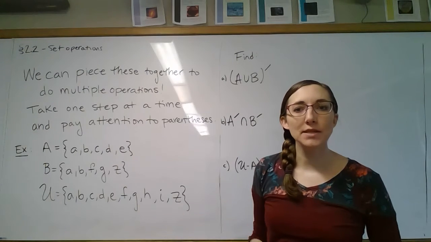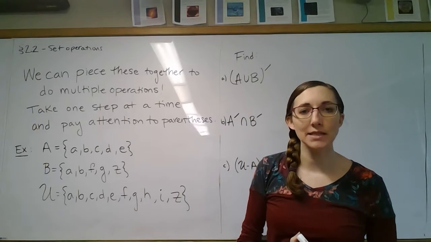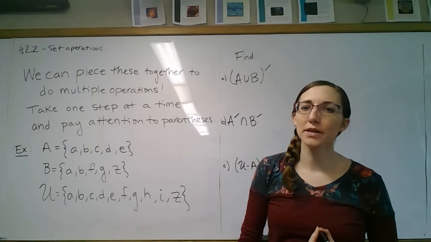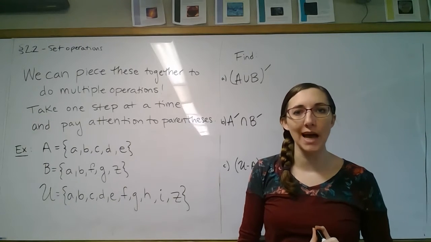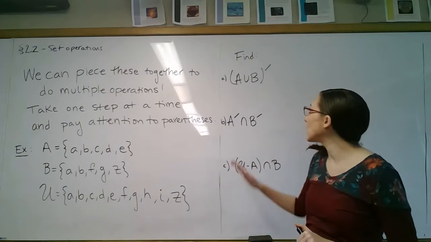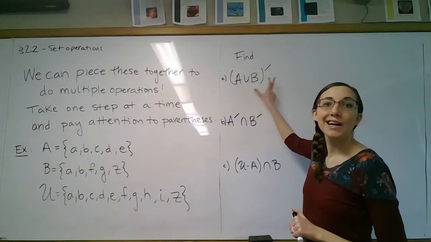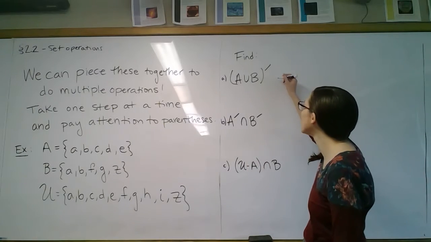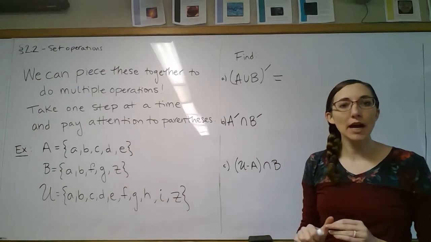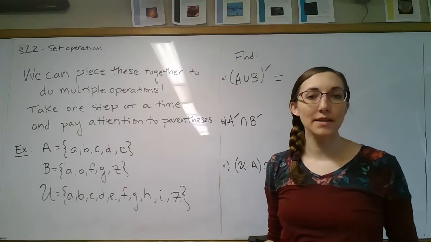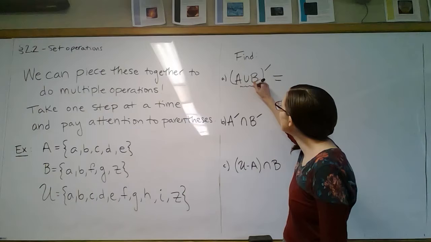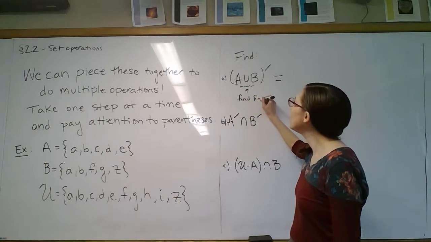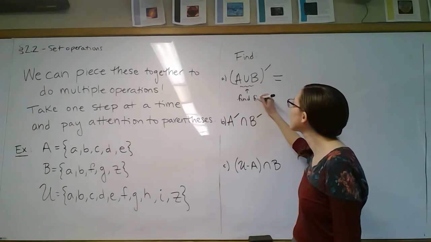So I'm going to use the same 3 sets that I did a couple videos ago when we did our first example, but we're going to find more complicated examples now. The first one we want to find is A union B complement. So we're going to do A union B and then find the complement. When we do this, it's a good idea to actually write down the different steps. So we're going to find the union first.